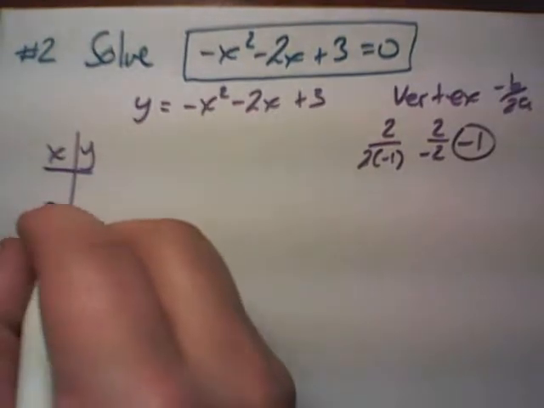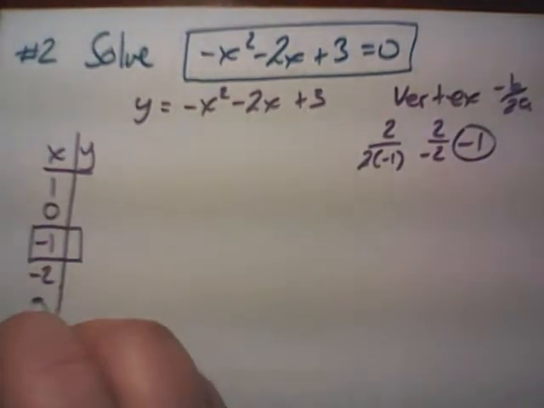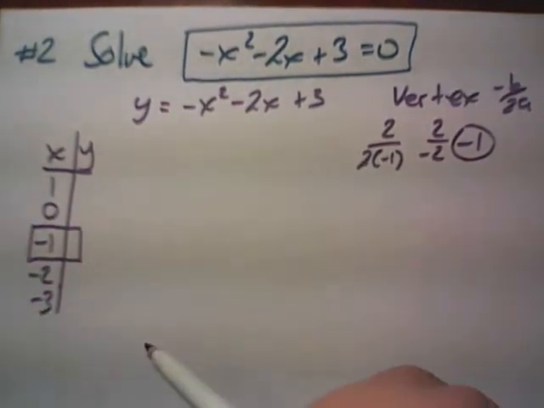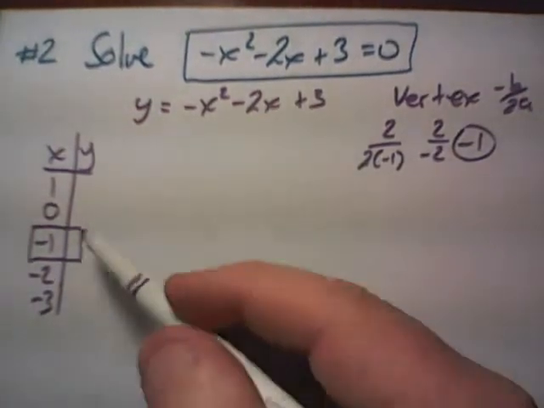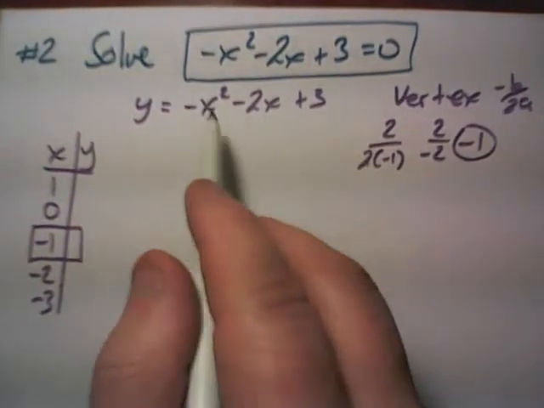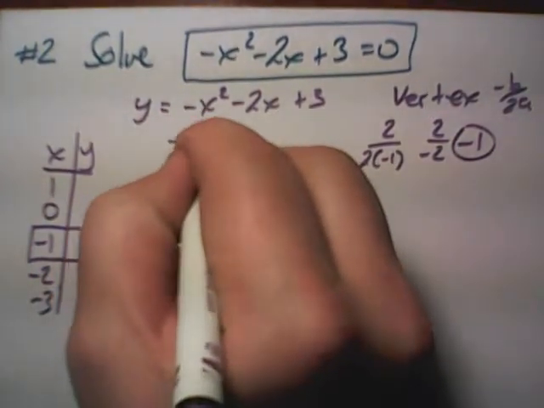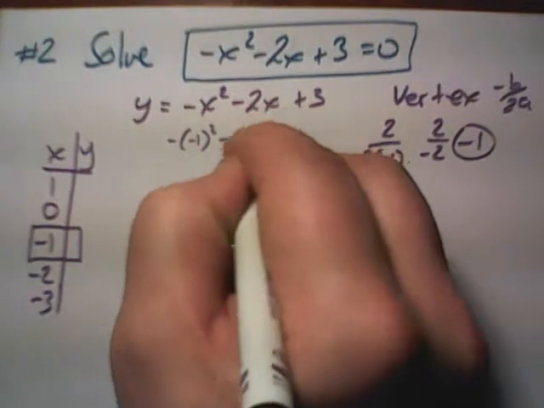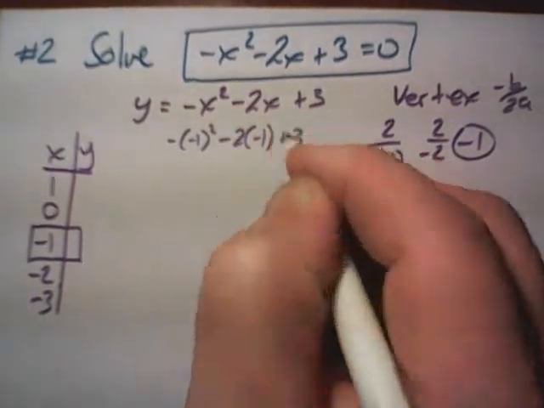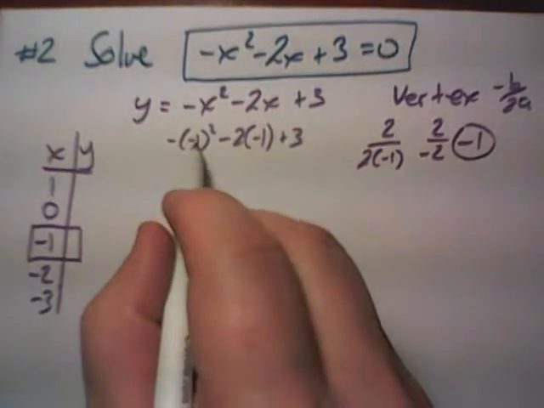So I'm going to plug in negative 1. I'll probably plug in 0 and positive 1 and negative 2 and negative 3. And those can go in any order there. So I'm going to plug those values in. And I'm going to start plugging in negative 1. So we have negative, and then negative 1 squared, minus 2 times negative 1, plus 3.